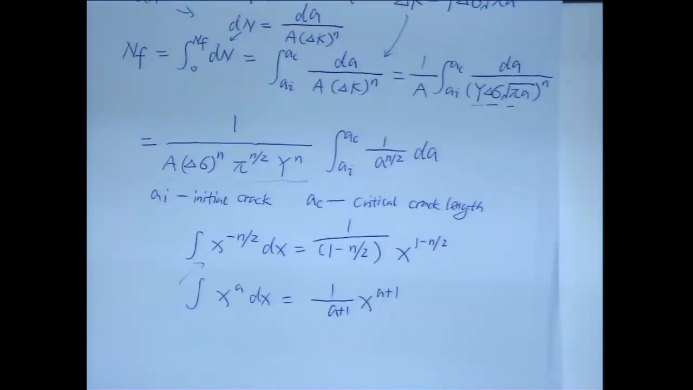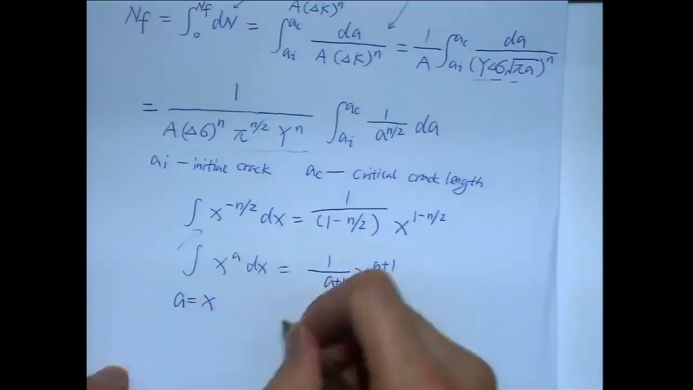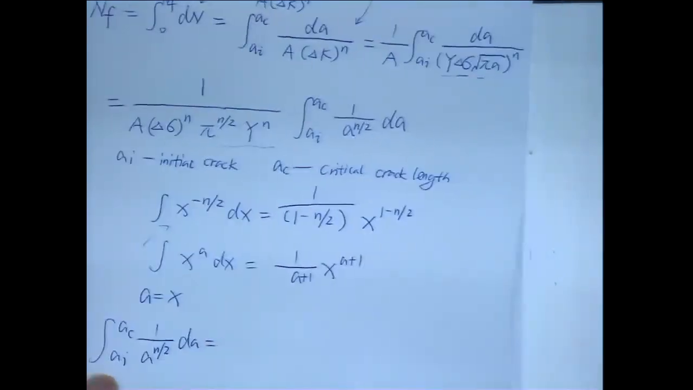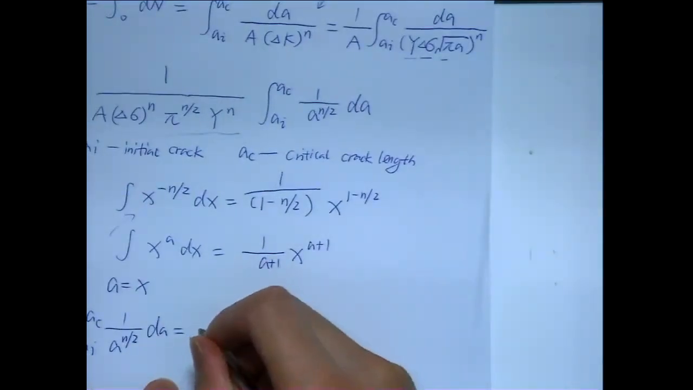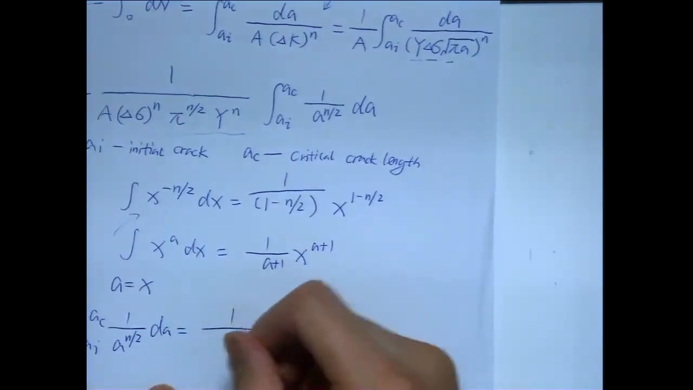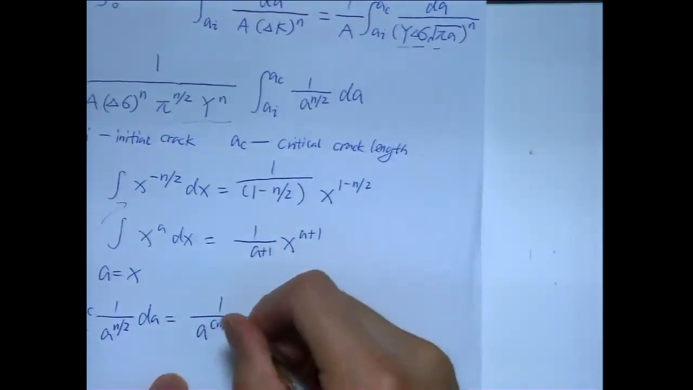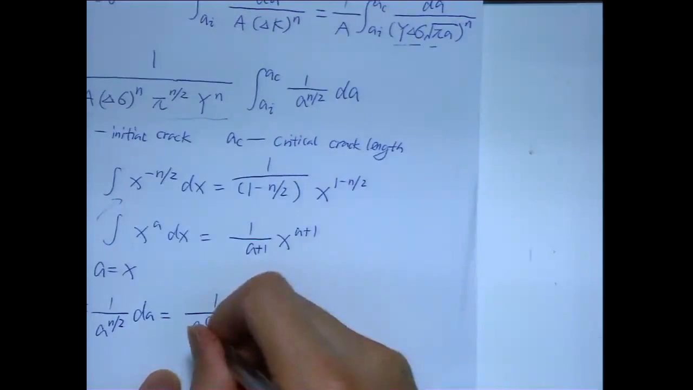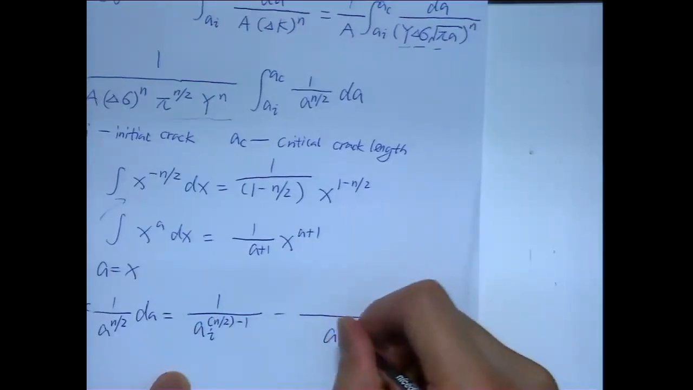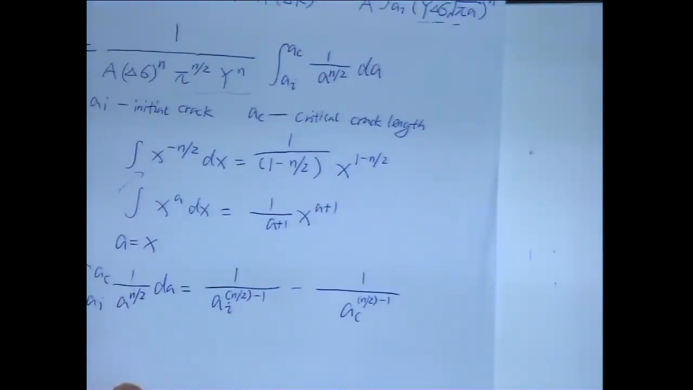Okay? So we're doing similar things. Now a equals x. So now you will see that term, the integral from A I to A C of dA. Now I give you the answer, which is one over A to the power of minus 1. So be careful, this is between A initial and A C. Okay, just using this equation, you will get that.